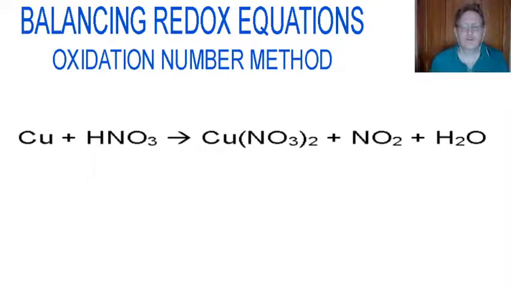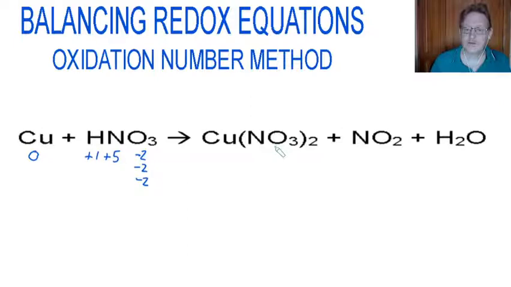Okay, so today we're going to have a look at balancing redox equations using the oxidation number method. So the first thing we'll do here is assign oxidation numbers to our elements and compounds. So copper, being an element, is 0, hydrogen plus 1, each oxygen minus 2, and the nitrogen plus 5.